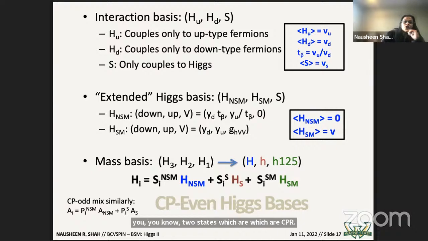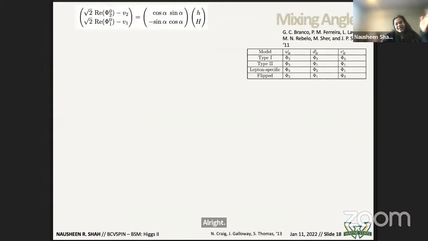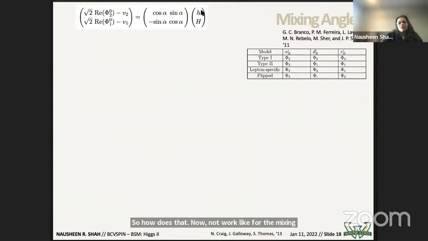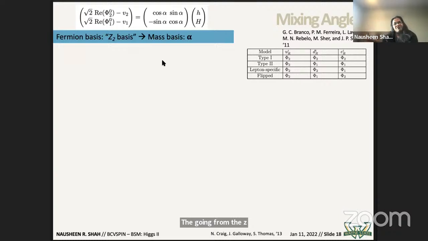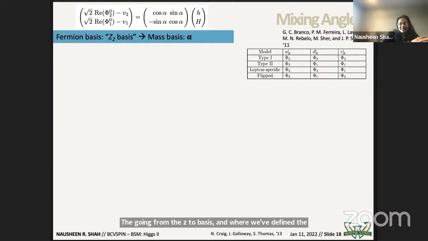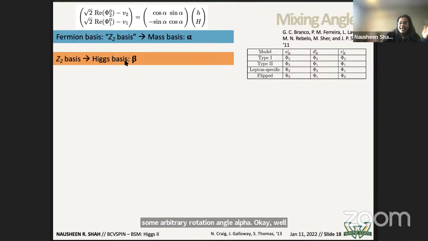All right, so how does that work for the mixing angles? Given, let's say again, just the two states that you have, going from the Z2 basis, where we've defined the fermion couplings, to the mass basis, you would have some arbitrary rotation angle alpha. What I defined as the Higgs basis, where you have one which is the standard model-like state and the other non-standard, is a rotation by an angle beta, which is the ratio of the VEVs. So we know this one well.